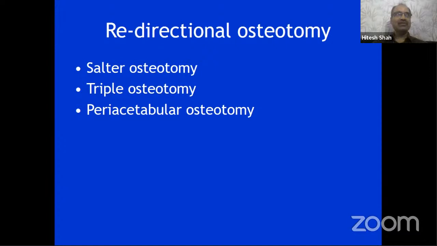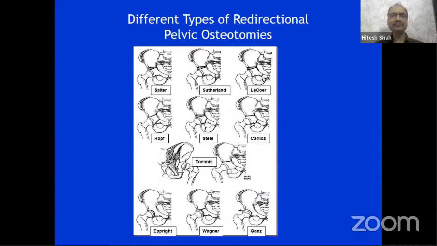Why are all three different? Because the pubic symphysis works as the hinge, and it would not be appropriate to rotate the acetabulum after 8 years. So if you see a child beyond 8 years, the Salter osteotomy would not be useful, whereas the triple or periacetabular osteotomy would be needed. So if you read in books, there are many osteotomies like the Salter osteotomy, periacetabular osteotomy.